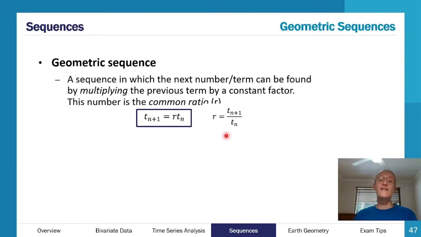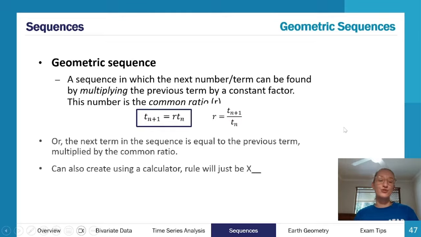And here we have how to calculate our common ratio. To find the common ratio, all we need to do is let n equal a value, because this will hold true for all of your numbers. What we're saying here is the common ratio is equal to the next term divided by the previous term, and we'll illustrate that further shortly.